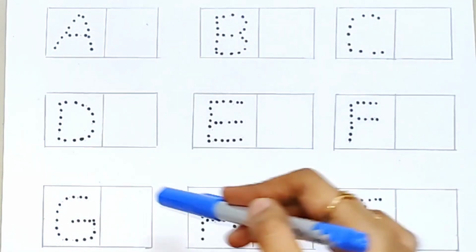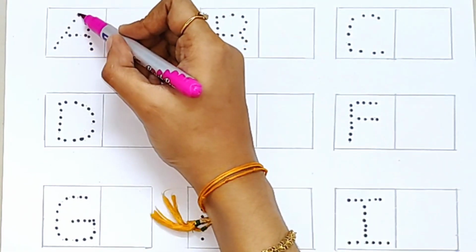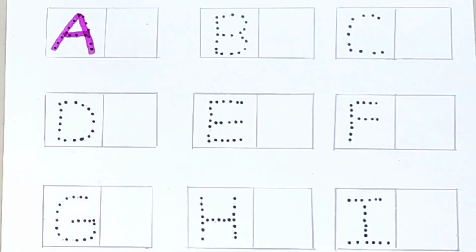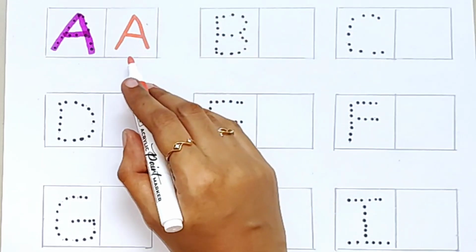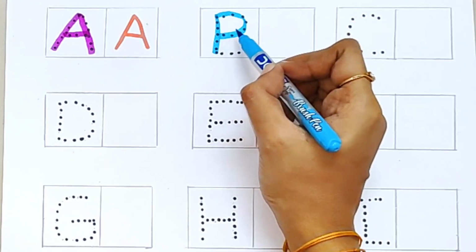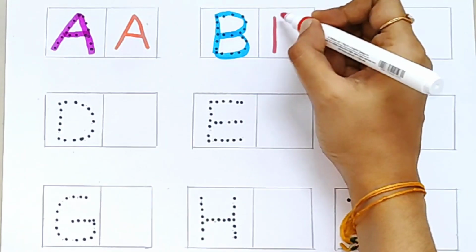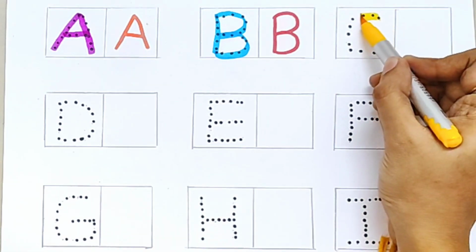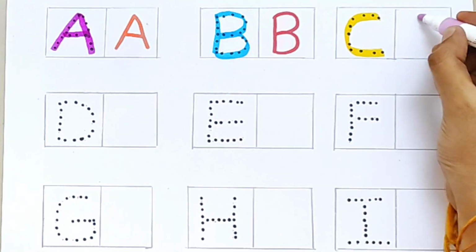In this video, let's learn ABC with birds name. A for African grey parrot. A. B for blue jay. B. Letter B. C for cardinal. Letter C.